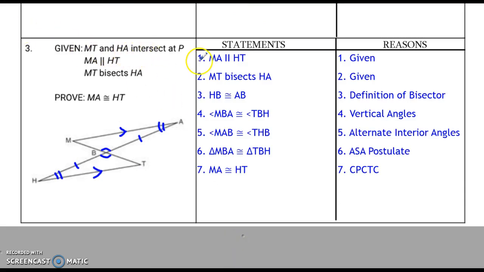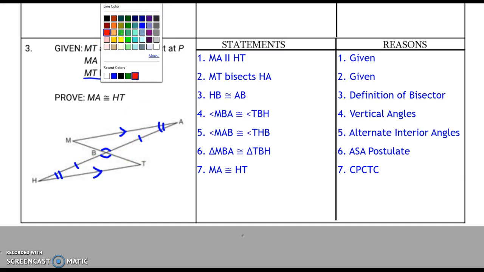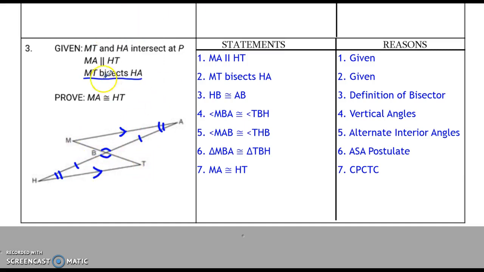In question number 3, it tells us a lot of information, but it says that MT bisects HA. And be real careful. MT bisects HA. It cuts HA in half so that this piece and this piece are congruent. However, it does not say anything about MT itself. It doesn't say MT is bisected by anything, so we don't know this side. We don't know MB is congruent to BT. There's no information that tells us that. So be very careful. It bisects HA. HA is the thing that's cut in half, split at HB and AB.